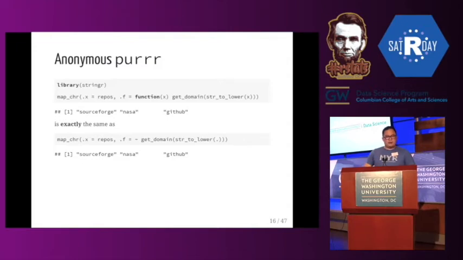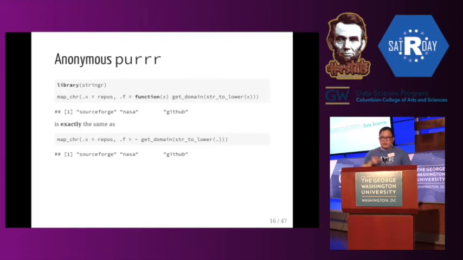So here, the .x, that's the repos, and then the .f, instead of passing in the function that we wrote, we could just write our function as an anonymous function. So here I'm just running string to lower just to make sure that the URLs are all in lowercase before I call getDomain.